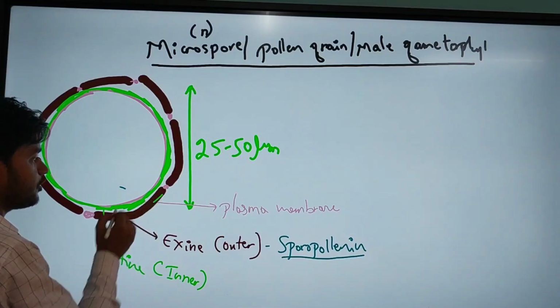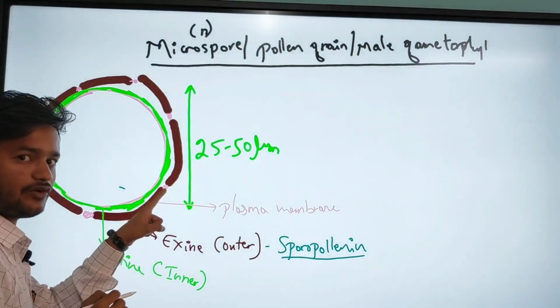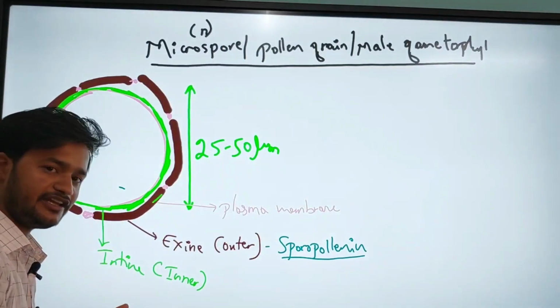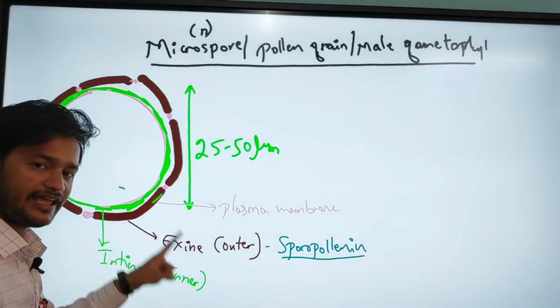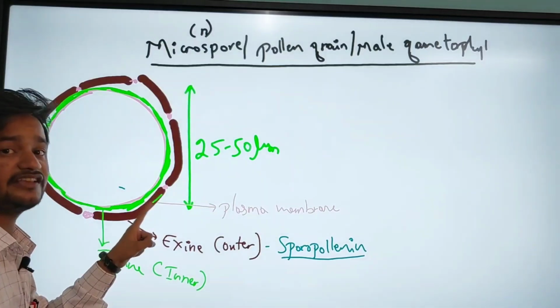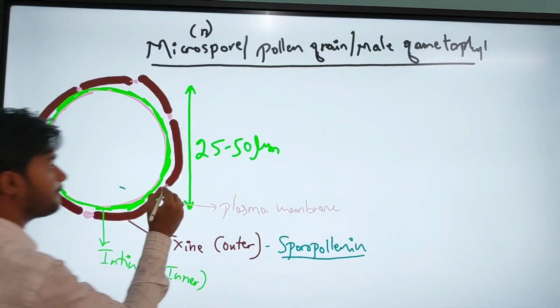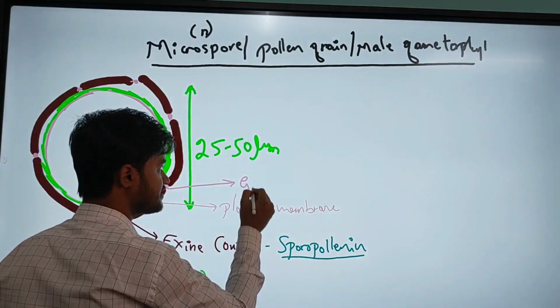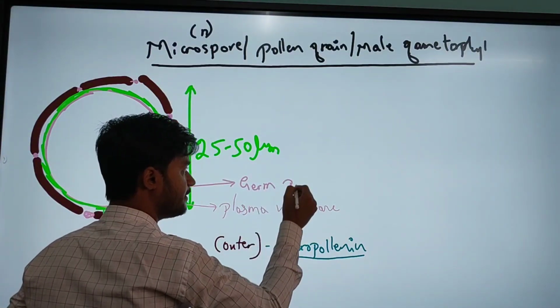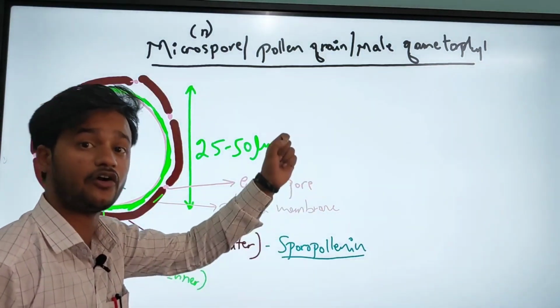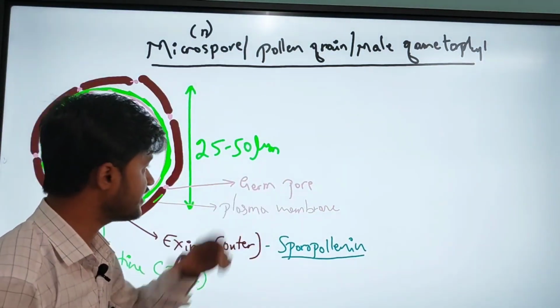So this is the sporopollenin. Inside the exine region there is sporopollenin, but in some of the regions there is no sporopollenin, okay. So in the exine region the sporopollenin is absent, and those regions are called what? Germ pore. Pore means hole, where the sporopollenin is absent on the exine, that is called the germ pore.